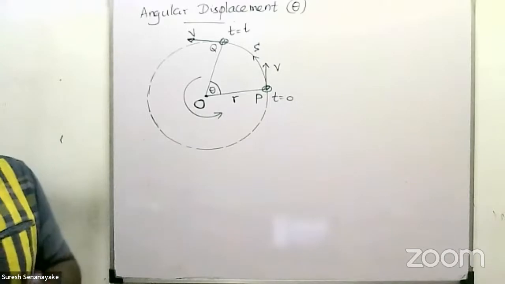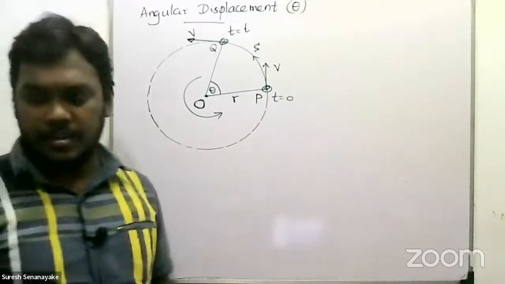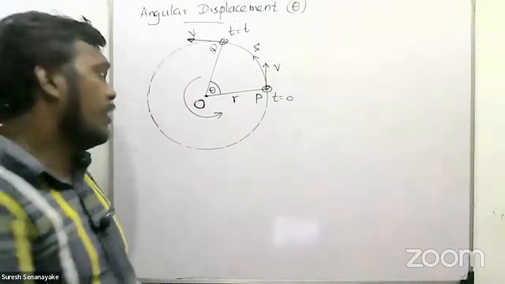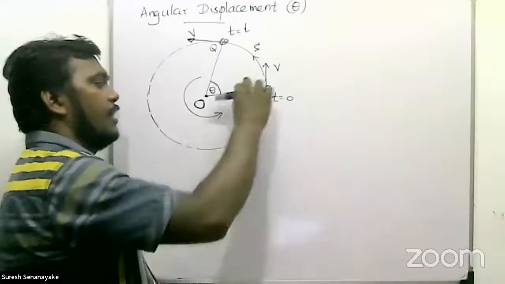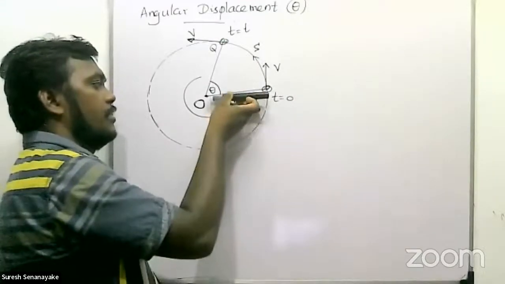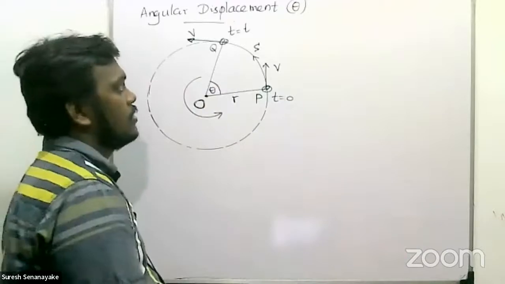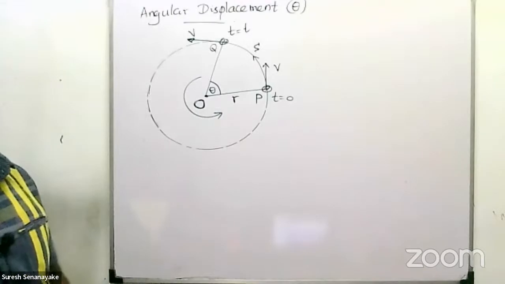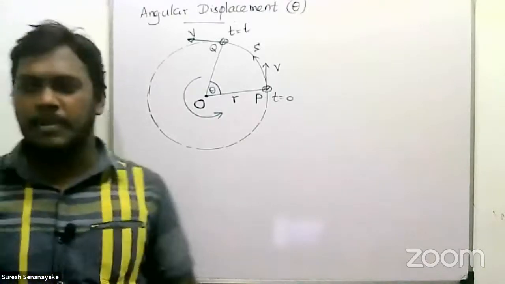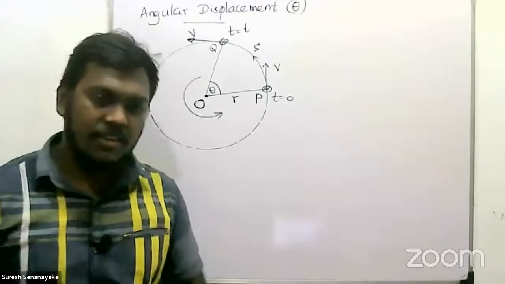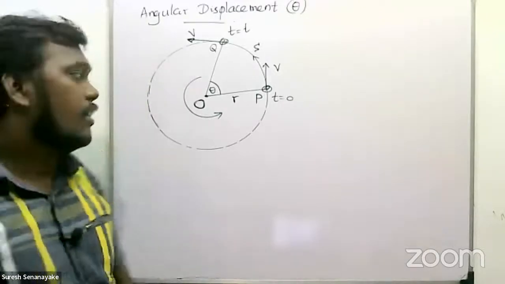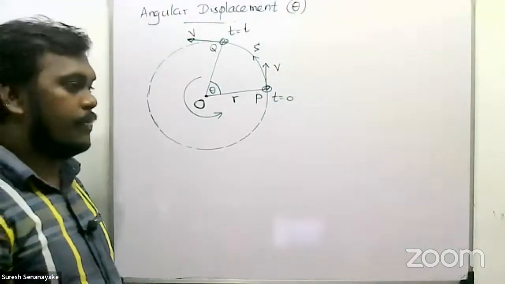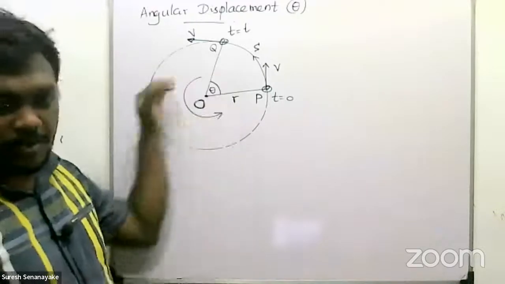Angular displacement, then you can define it like the rotation of a point or a straight line about a particular axis in a particular sense, in a particular direction. That line or this point makes an angle like this. So that angle is called angular displacement, right? This is the way you need to measure this angle. If you consider these as vectors, vectorially you need to consider that in one direction the angular displacement is positive. The opposite way you measure the angle is negative.